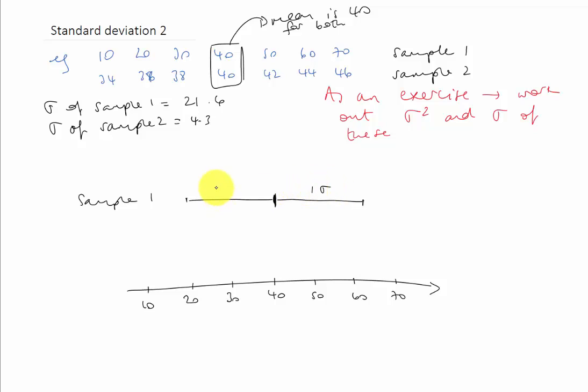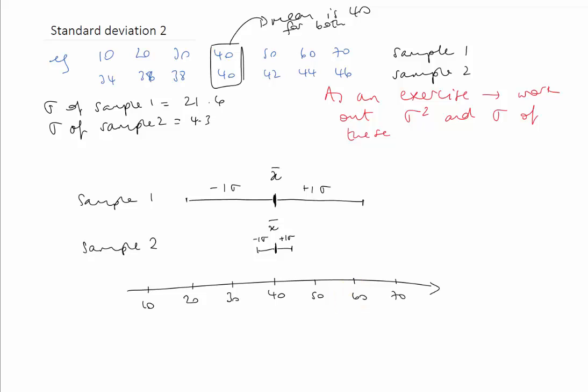So that's one standard deviation on either side, and 68% of the values should be within that range. But for sample 2, the mean is exactly the same, but one standard deviation on either side only looks like that. Okay, so this is the mean, which is identical in both cases.